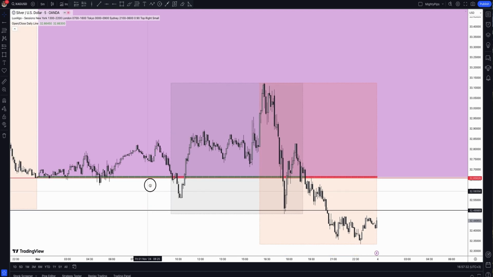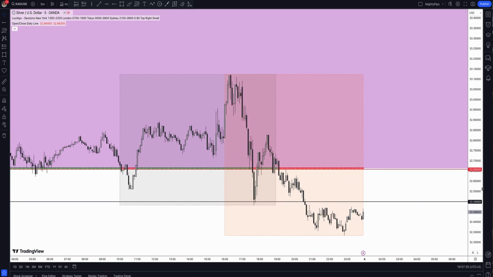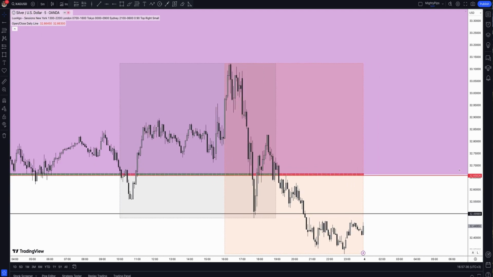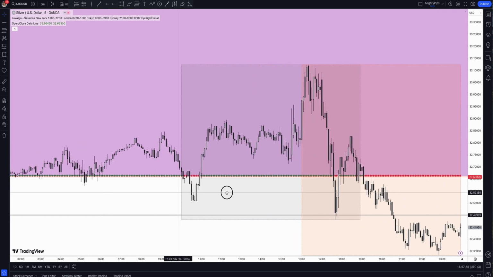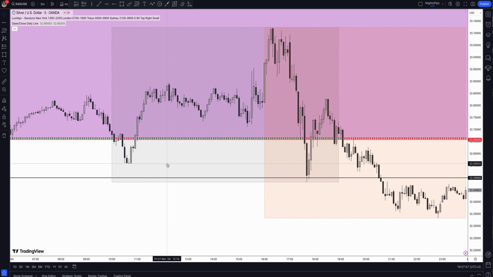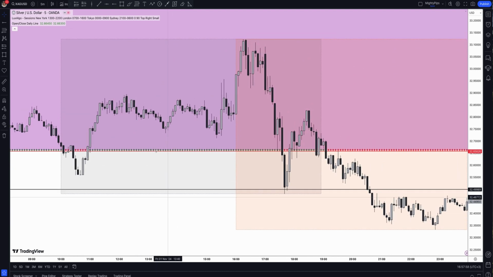On the 5-minute chart you can get so many entries, multiple entries. As we can see here, the price pulls down but does not break this black low line, and it pushes back up into the purple zone. Now where do you get your entries? On the 5-minute chart you can get multiple entries.